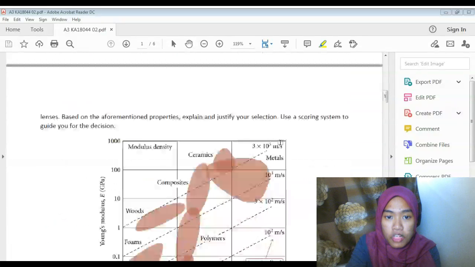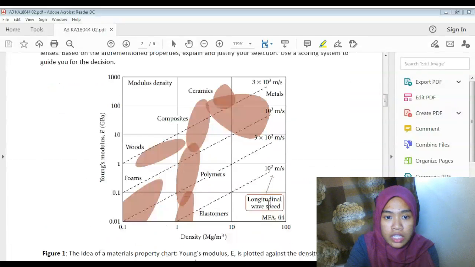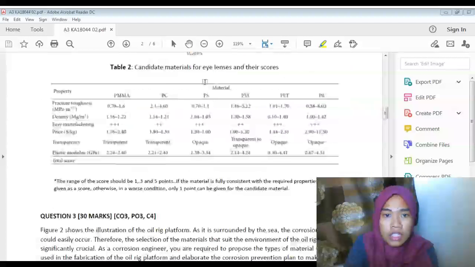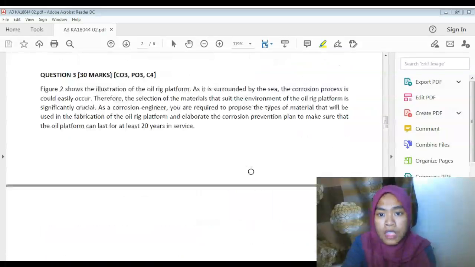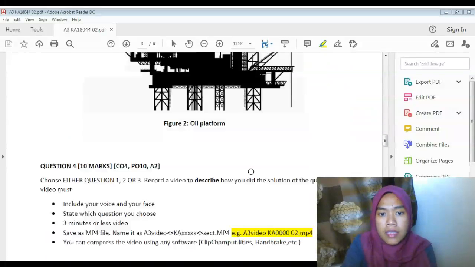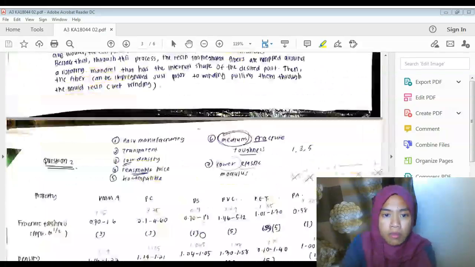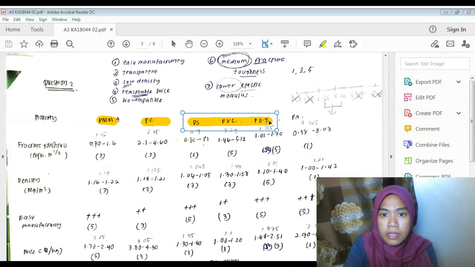So we have to identify, explain, and justify our selections based on the scoring given. The scoring is either 1, 3 or 5, as in Table 2, where 1 is the worst, meanwhile 5 is the best. For the solutions, it gives the materials PMMA, PC, PS, PVC, PET, and also PA.